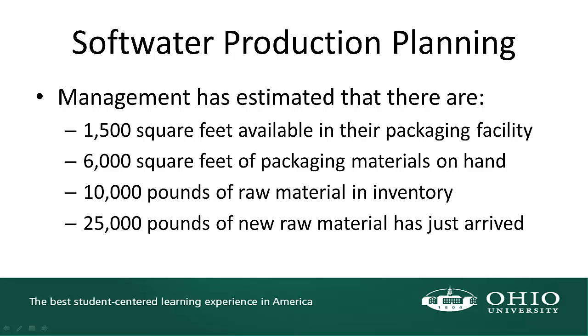Based on an estimate by management, we have about 1,500 square feet available for the packaging facility. We have about 6,000 square feet for packaging materials. We have 10,000 pounds of raw material on inventory on hand right now, and then we expect a shipment of 25,000 pounds to arrive anytime.